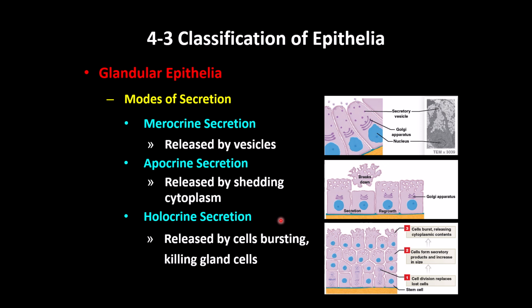Holocrine glands: the cell produces the secretions, becomes bigger and bigger, and finally it ruptures. When it ruptures, the cell dies, and new cells are formed there. So in merocrine and apocrine, the cells stay alive, and in holocrine, usually the cells die, but they have stem cells that produce new cells.